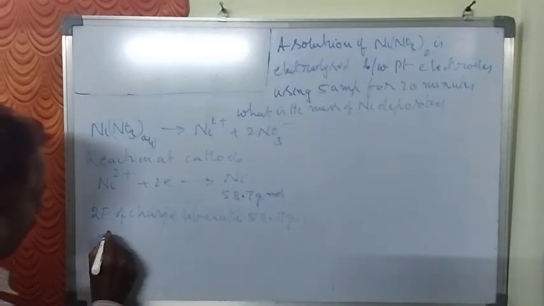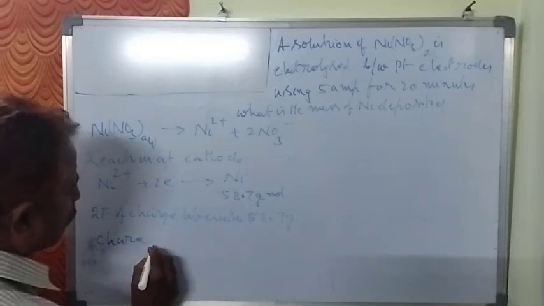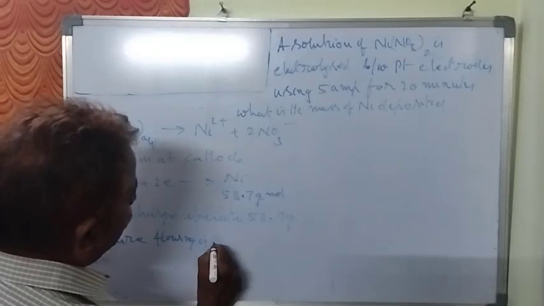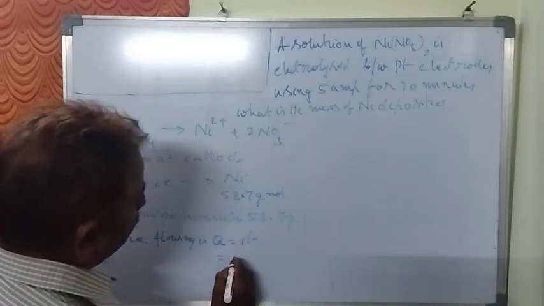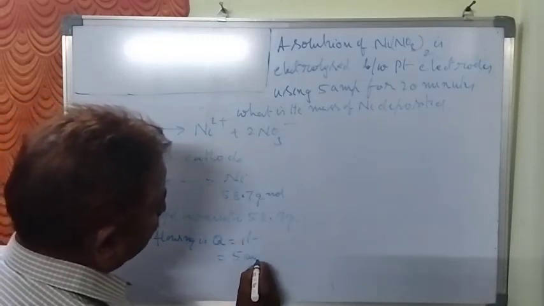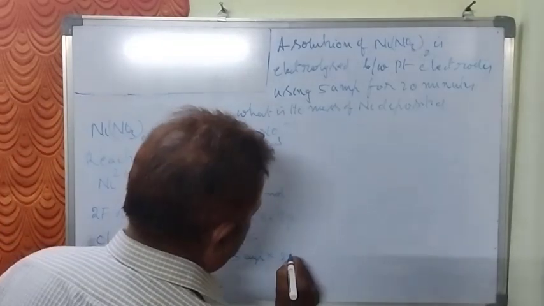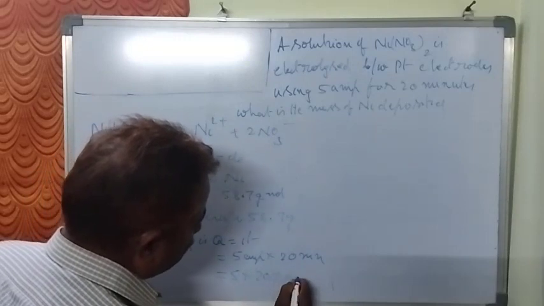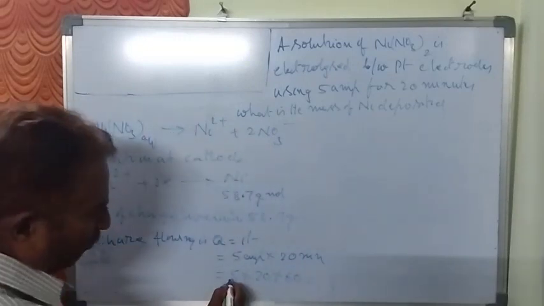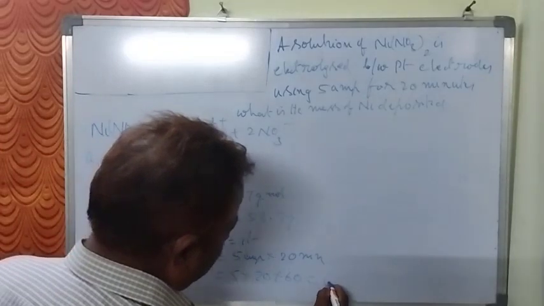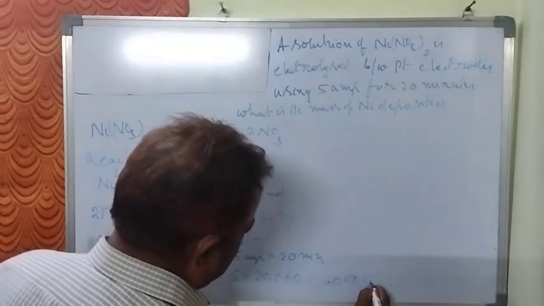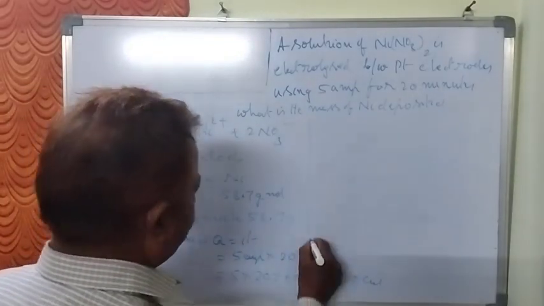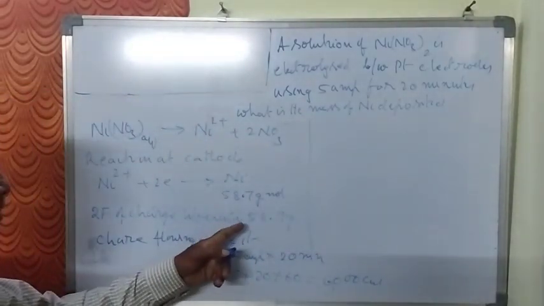Now the charge flowing is Q equals I times t. What is I? 5 amperes, into 20 minutes. So 5 into 20 minutes into 60 seconds. This is nothing but 5 into 10, 10 into 6, 60, and 2 zeros are there. So 6,000 coulombs.